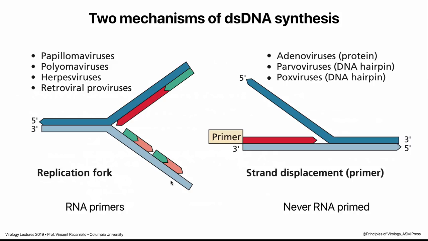On the right is the other mechanism called strand displacement, which we'll see in adenoviruses, parvoviruses, and poxviruses. This is never RNA primed, but it is primed in some cases by a protein and in some cases by a DNA hairpin. I'll tell you all about that in a moment.